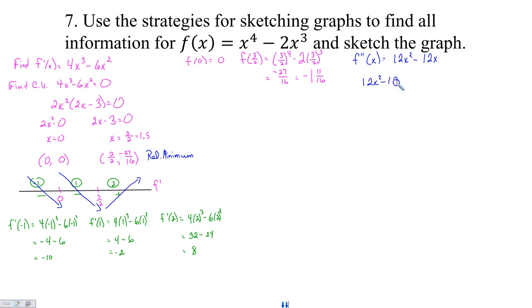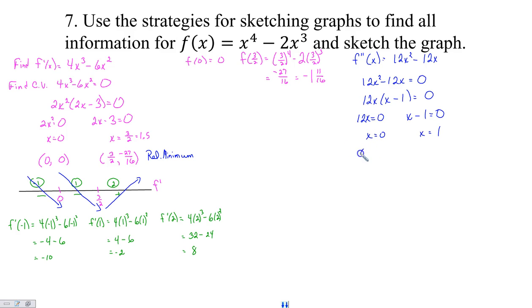So 12x squared minus 12x is equal to 0. I can factor 12x out of both of these, leaving me with x minus 1. And as I set each of these factors equal to 0, I'm going to get my two critical values from the second derivative, and they are going to be x is equal to 0 and x is equal to 1. Notice that the 0 is the same 0 that we found here. So that tells me it's probably going to be that inflection point.